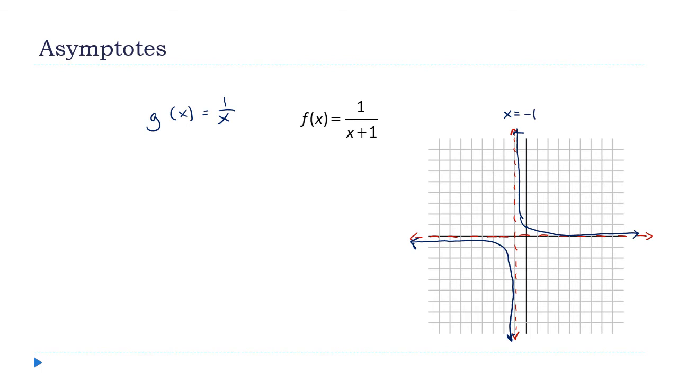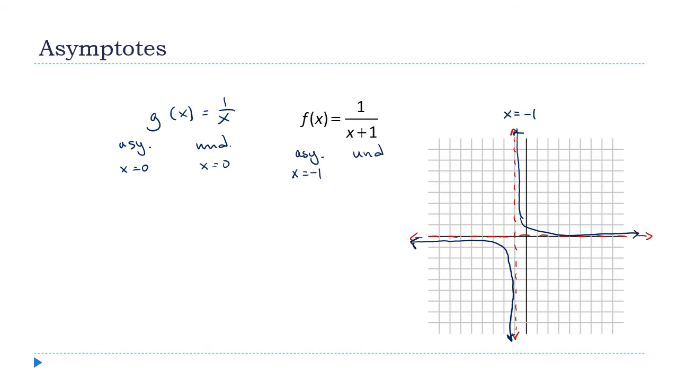Compare these two functions. The original function had a vertical asymptote at x equals 0, and it was undefined at x equals 0. Now my f of x graph, on the other hand, has a vertical asymptote at x equals -1.